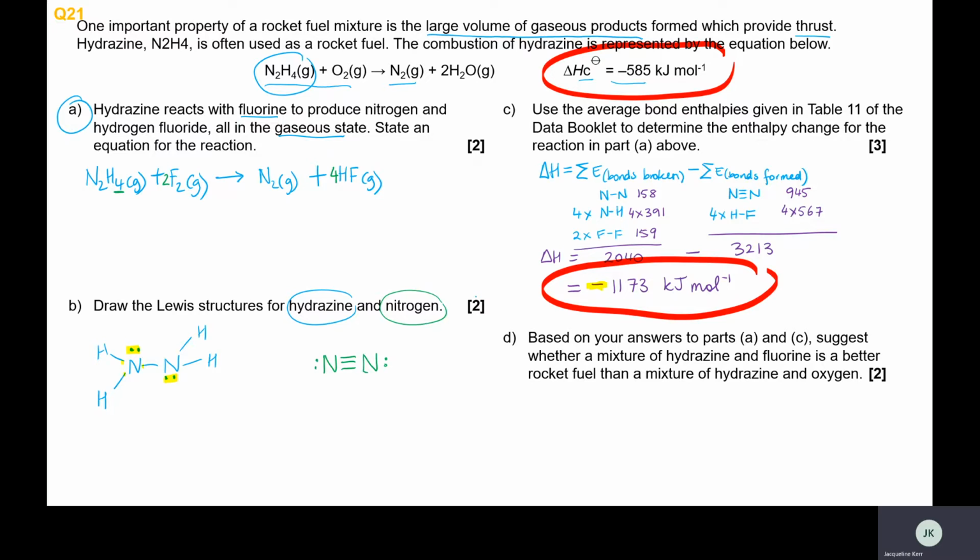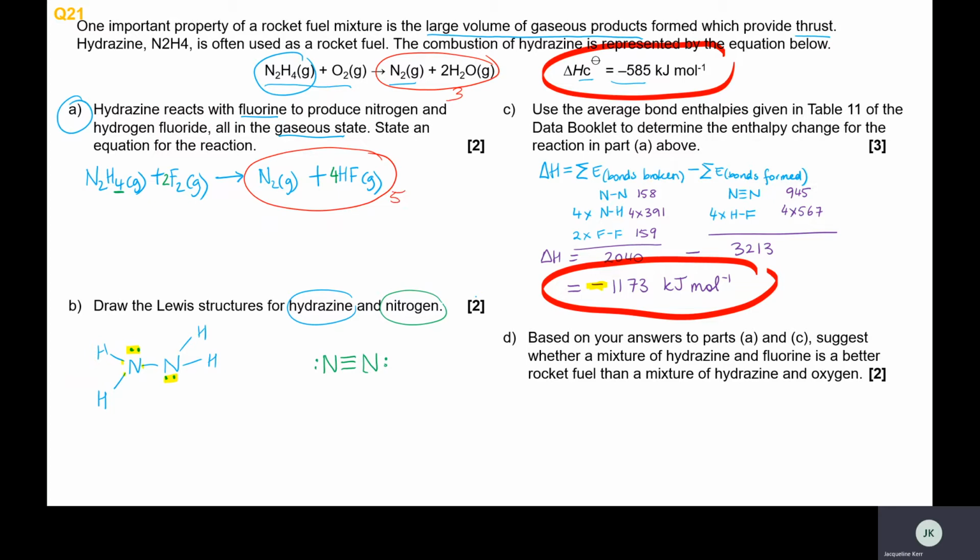You might also like to consider how much gas is produced. Because remember we said that it's the volume of gas that gives the rocket its thrust, that makes it move. Here we have 1 mole of nitrogen gas and 2 moles of water vapor, water gas. So we have 3 moles total of gas. Here we have 1 of nitrogen, we have 4 of hydrogen fluoride. And remembering back to our gas laws and stoichiometry, the actual size of the molecule is pretty negligible, it's just the number of moles of gas that give us our volume. So we have 5 moles of gas here. So this would be a greater volume. So that would propel our rocket better.